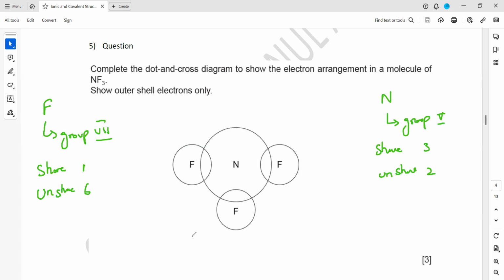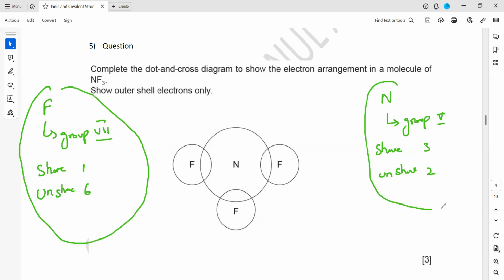No, it's not necessary to mention the group number, shared and unshared. This is for you, for your assistance. But if you directly know that, in an exam you will have the periodic table. You just check the periodic table and work out how many it should share. That's fine. Writing this group number is not important. It's not having any marks. It's just for understanding how many electrons I should draw.